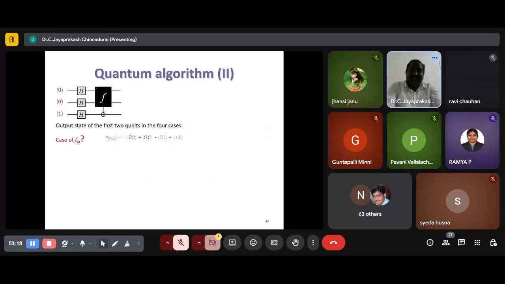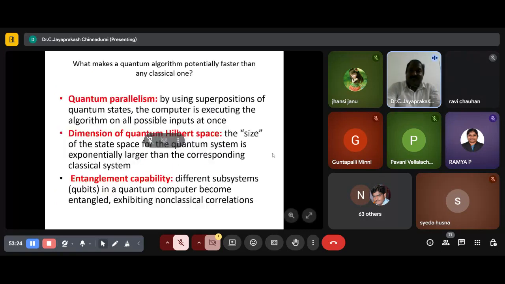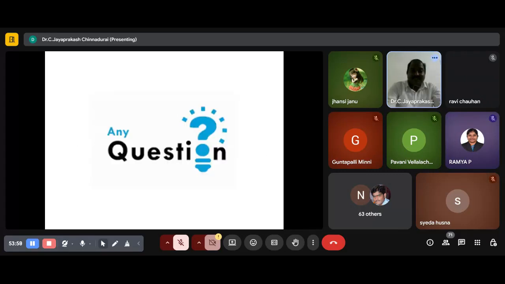So I'll try to conclude now. What makes quantum algorithms potentially faster? Quantum parallelism, the dimension of quantum Hilbert space, and entanglement capability. We already discussed this. And quantum algorithm search like this, all will be supported. This algorithm, principles and structure, all will support quantum computing. So quantum computing works wonders, and it can calculate large numbers of complex mathematical problems within a minute or within seconds. Thank you.